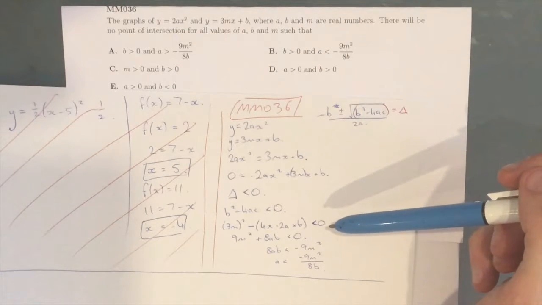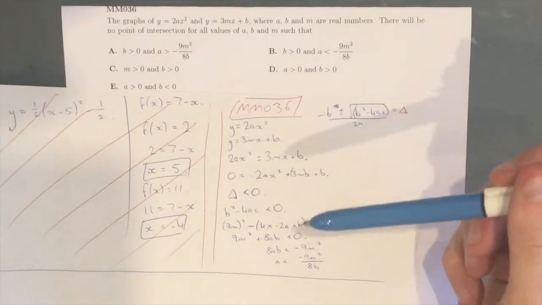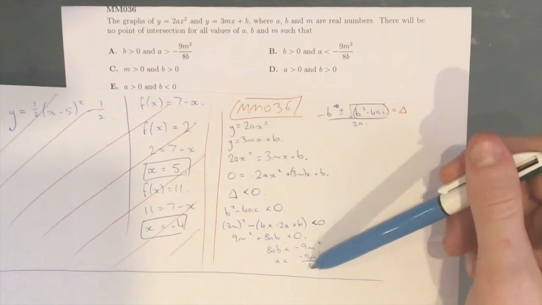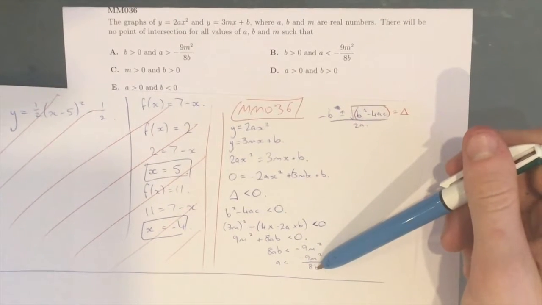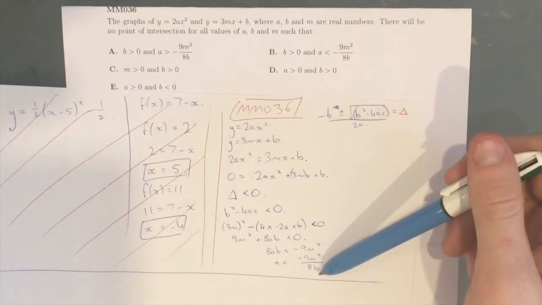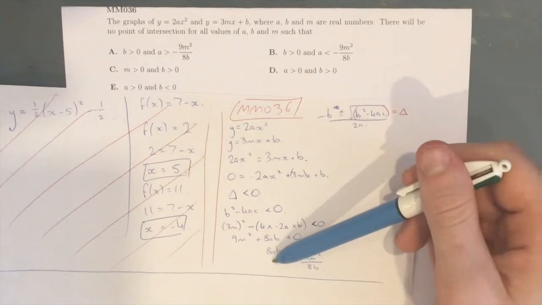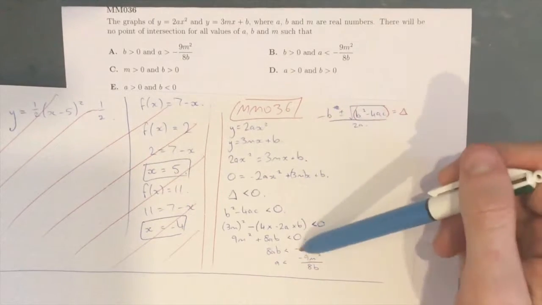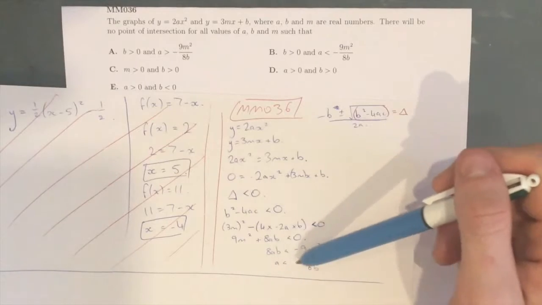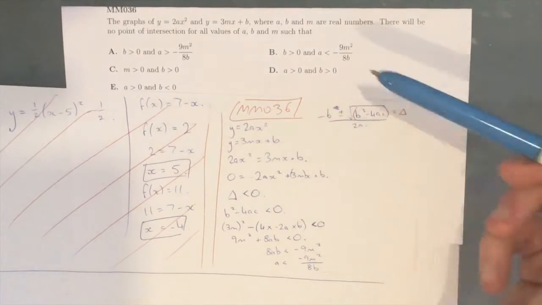And this is very, very difficult to explain. But basically, because b is greater than 0, this remains a negative. If this was less than 0, then this would be a positive, so that wouldn't actually satisfy the equation. But all we need to know is we've got a is less than negative 9m squared over 8b for 0 solutions or 0 points of intersection for these two graphs, which gives our answer b.